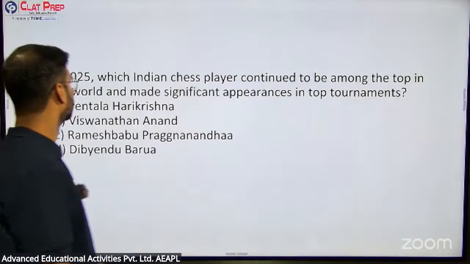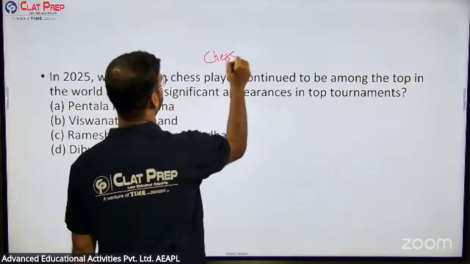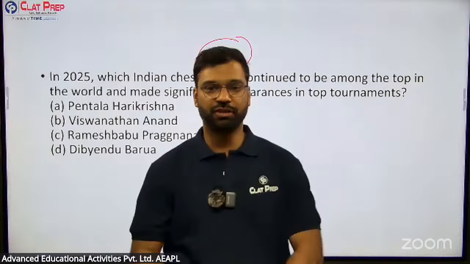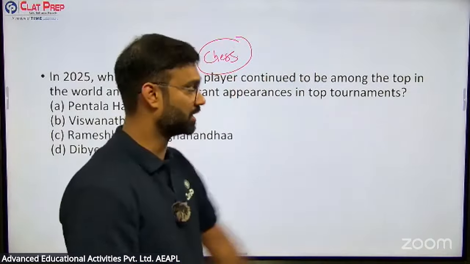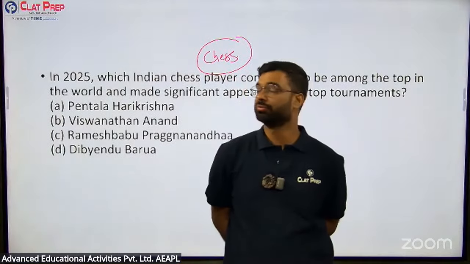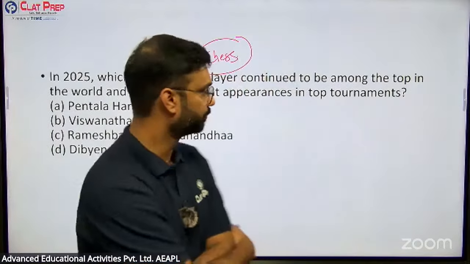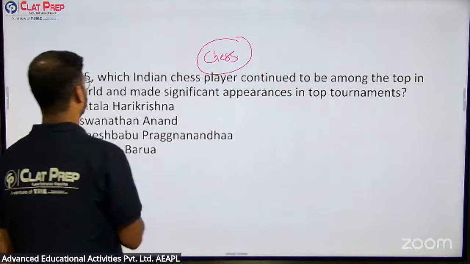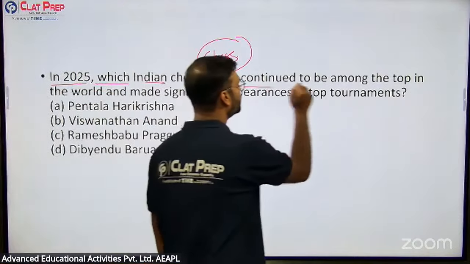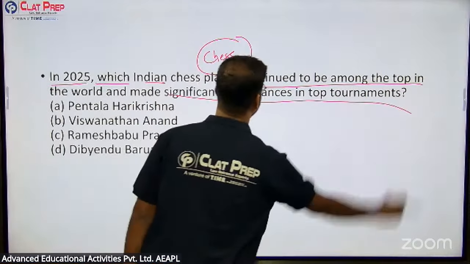Now, next question. Again, an area which is very significant this year. Chess. In CLAT 26 also, there was a full-fledged passage based on chess. So chess is a very important area from where we can expect a lot of questions. You can expect a lot of questions from chess in this year's AILET exam as well, right? Now, the question says, in 2025, which Indian chess player continued to be among the top in the world and made significant appearances in the top tournaments?